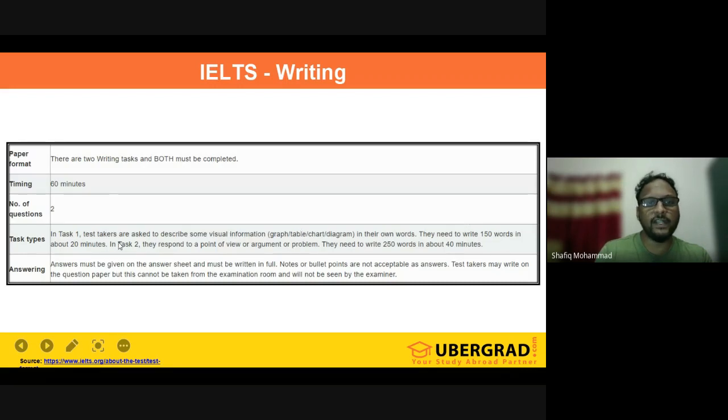Anyways, we didn't discuss task 1 deeply. We are going to discuss only task 2. In task 2, you need to give your argument or your opinion according to the question, and you have 40 minutes. So this entire 60 minutes is divided into 20 and 40 minutes. You need to answer it in 250 words. No specialist knowledge is required, and you need to answer in general. The questions also will be general. So task 2 is an essay, by the way.